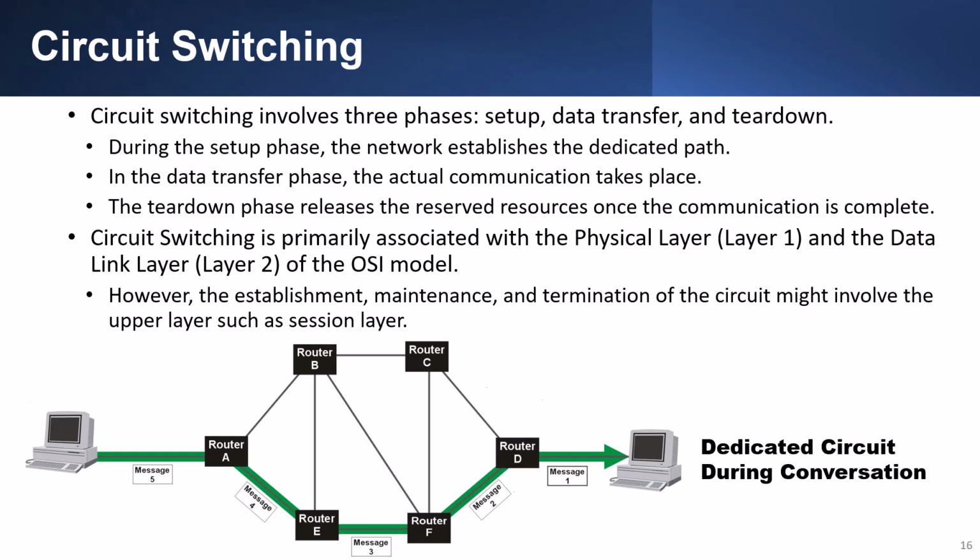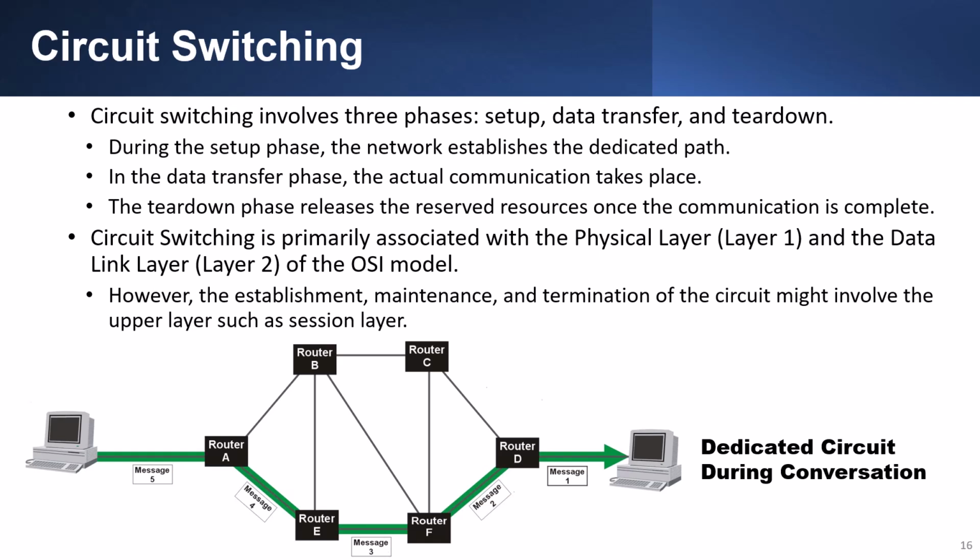Circuit switching involves three phases: setup, data transfer, and teardown. During the setup phase, the network establishes the dedicated path. In the data transfer phase, the actual communication takes place. The teardown phase releases the reserved resources once the communication is complete.